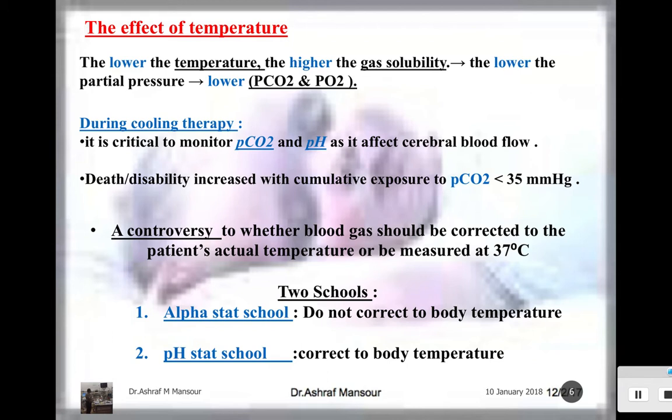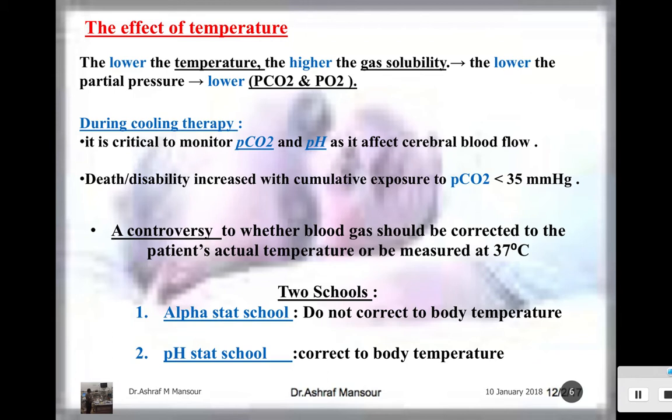And this is very important, especially in babies who are under cooling therapy, like babies who are treated for HIE or perinatal encephalopathy. The level of the PCO2 and the pH will be affected, with the pH moving towards alkalinity and the PCO2 getting lower. This has a dangerous effect on the developing brain of the baby and a bad outcome with increased disability, especially if it is a cumulative effect with more exposure to low PCO2.